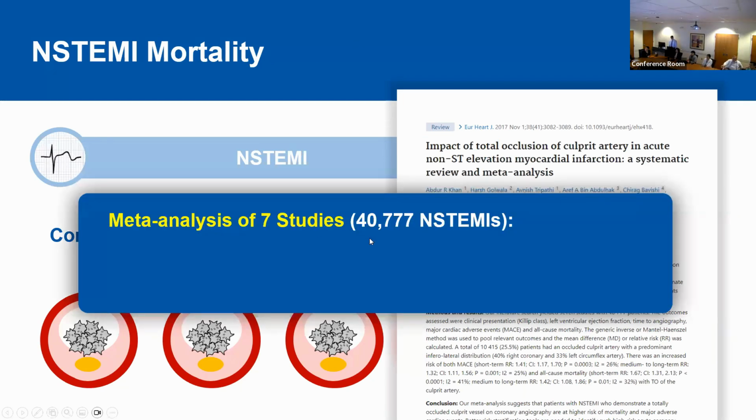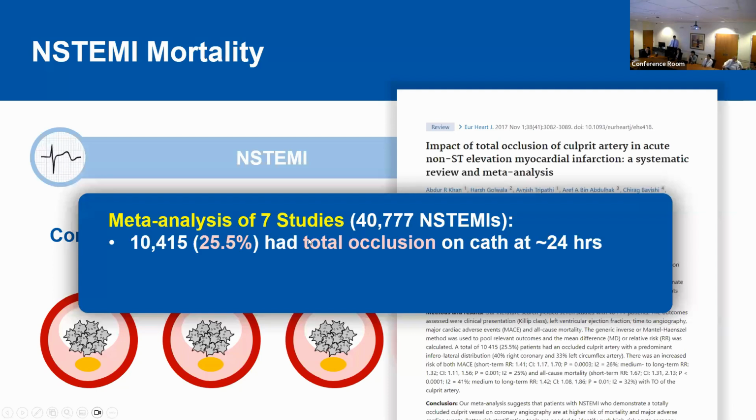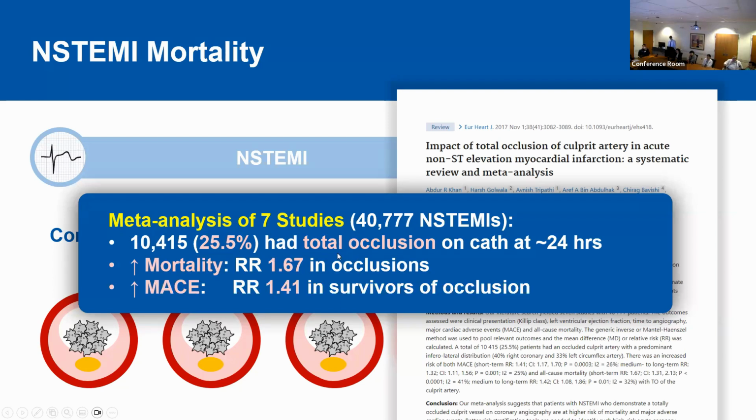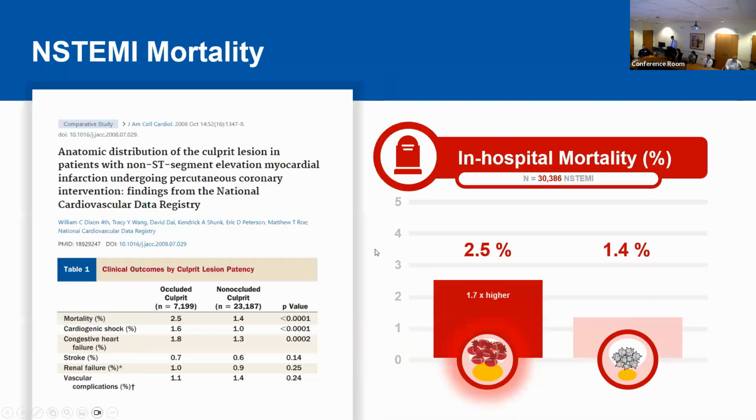And they looked at over 40,000 NSTEMIs and found that at the time of angiography at about 24 hours, 25% had TIMI zero flow with a culprit vessel. And that in this group, there was an associated 1.7-fold increased risk of mortality and around 1.5-fold increased risk of MACE in the survivors.